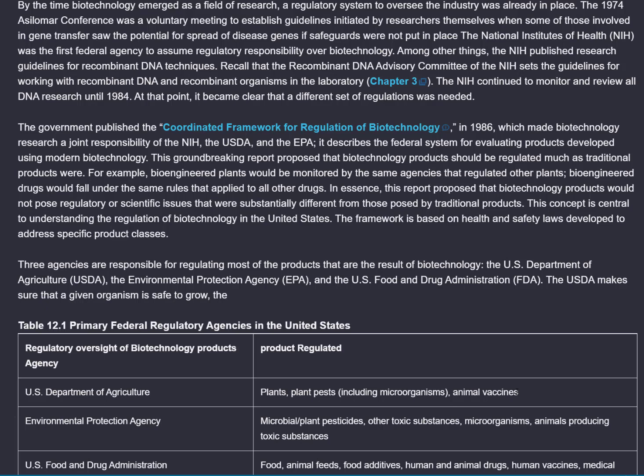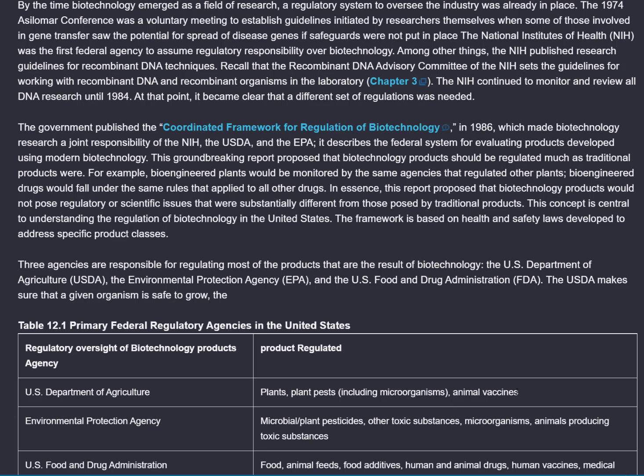The National Institutes of Health, NIH, was the first federal agency to assume regulatory responsibility over biotechnology. Among other things, the NIH published research guidelines for recombinant DNA techniques. Recall that the Recombinant DNA Advisory Committee of the NIH sets the guidelines for working with recombinant DNA and recombinant organisms in the laboratory, Chapter 3. The NIH continued to monitor and review all DNA research until 1984.